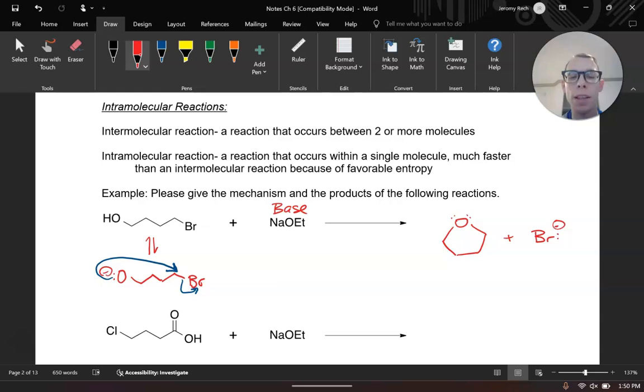These intramoleculars are not super common, and you have to control your conditions and concentrations enough to see it, but they can happen. And we'll look at a few other examples of these in class. So if you see a structure that has both a nucleophilic component and a leaving group component with SN2, they can actually react in an intramolecular style.